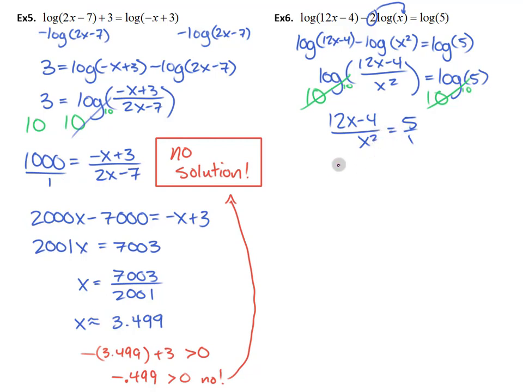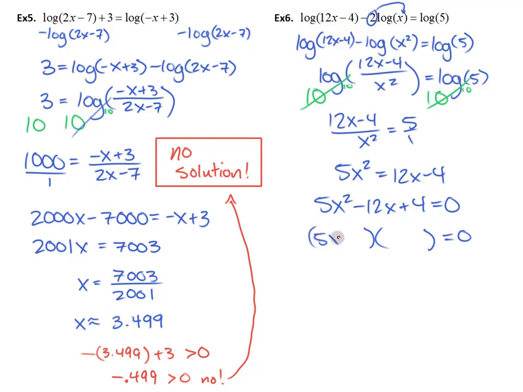We can once again cross multiply, so 5 times x squared is 5x squared equals, and then 1 times 12x minus 4 is 12x minus 4. So I see we have a quadratic. Let's move everything over to one side. So subtract 12x and add 4. And then we can try factoring again. I think it is factorable, or you can try the quadratic formula if you want to do the longer way around. Okay, but this does factor.